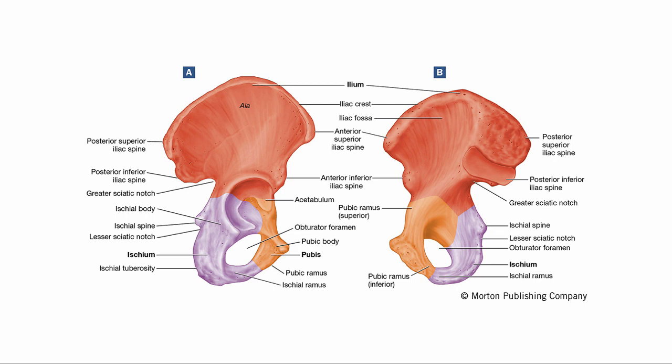Key structures are the acetabulum, which will house the head of the femur, the ischial tuberosity, which will be an attachment site for the posterior compartment leg muscles, and the 2 rami of the pubis, the superior of which will connect with the pubic symphysis, the joint that connects the 2 halves of the os coxa.